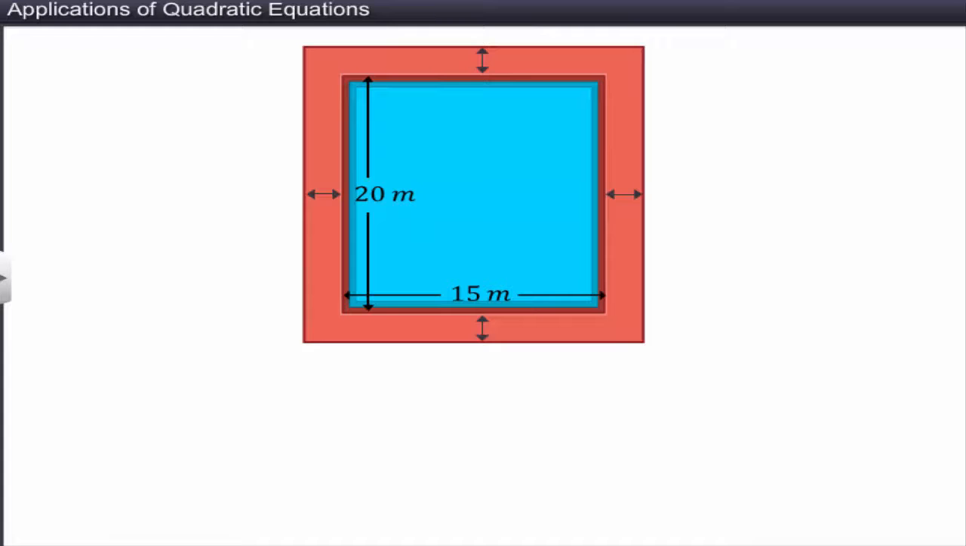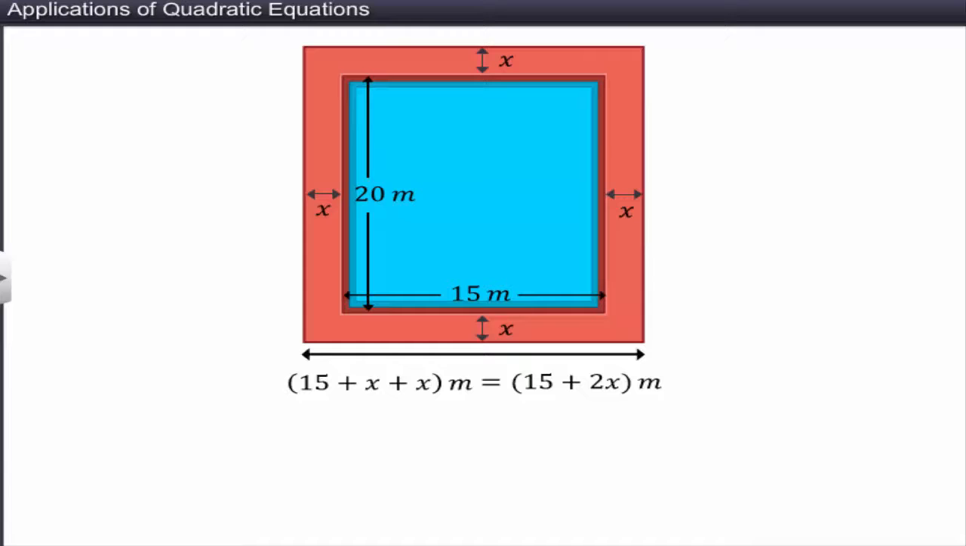Let us suppose that the width of the walkway is x meters. The width of the swimming pool along with the width of the walkway on either side is equal to 15 plus 2x meters, since the walkway will be constructed on both the sides as shown here. Similarly, the length of the swimming pool along with the width of the walkway on either side is equal to 20 plus 2x meters.